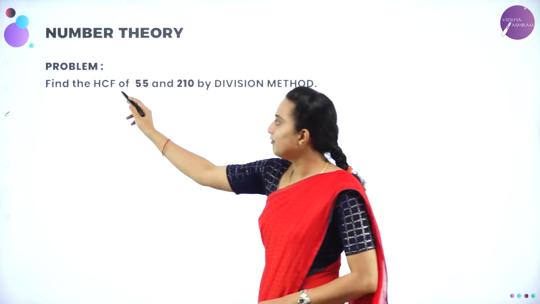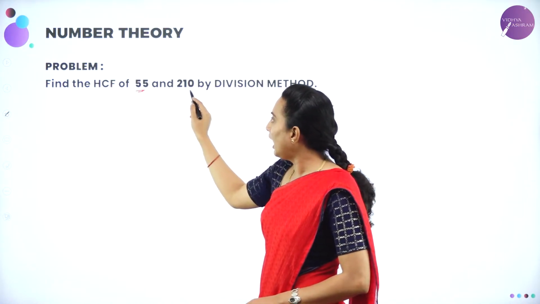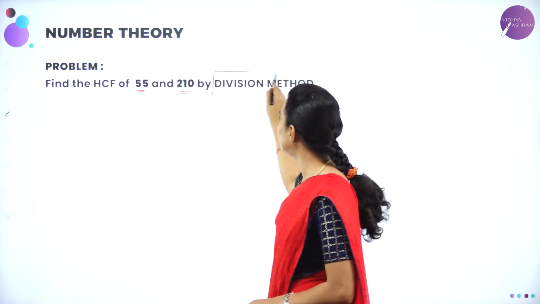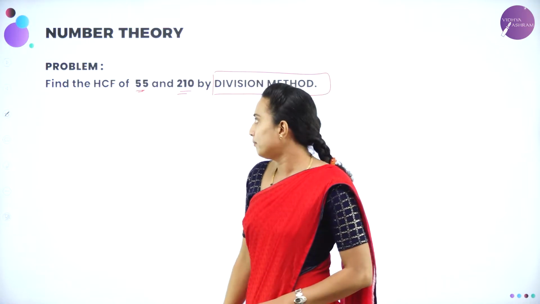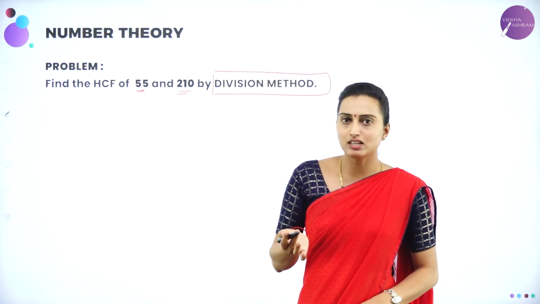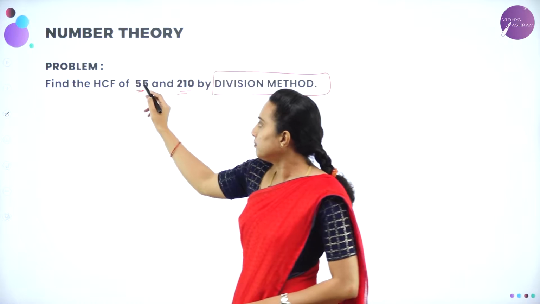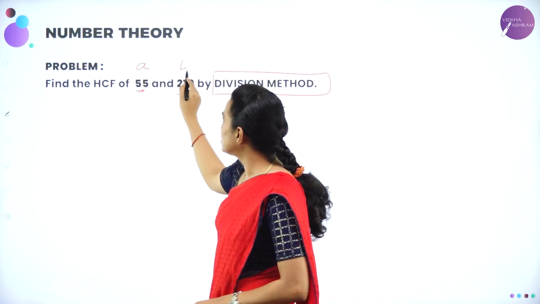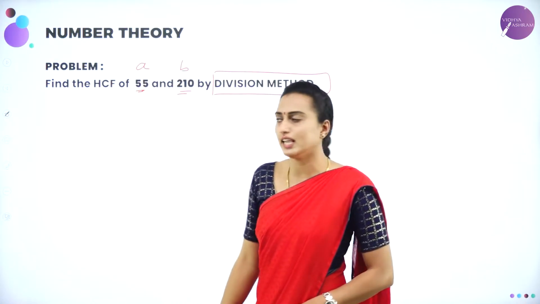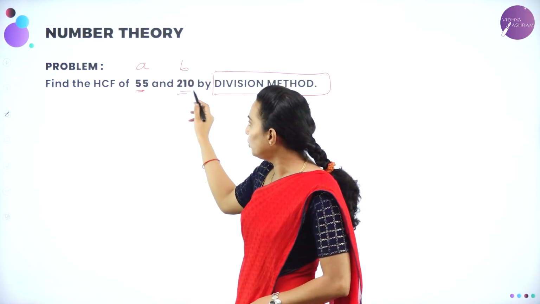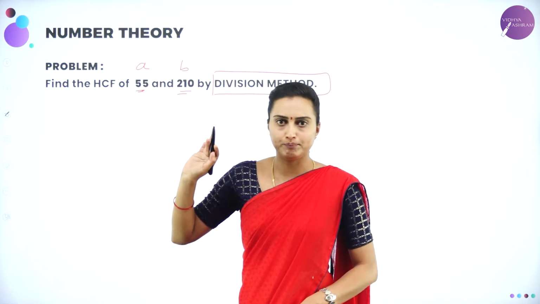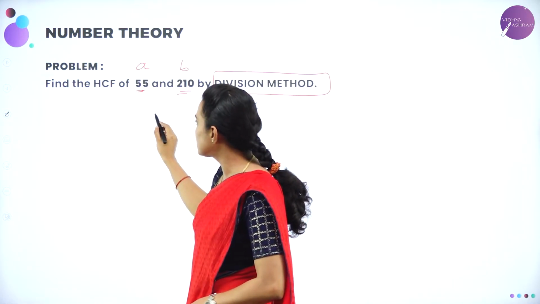Find the HCF of 55 and 210 by the division method or by Euclid's algorithm. Now I am going to take the greater number, 210. Let me call 55 as A and 210 as B. Are you getting it? 55 is A, 210 is B. Therefore I am going to divide 210 by 55. So I am going to write it like this.